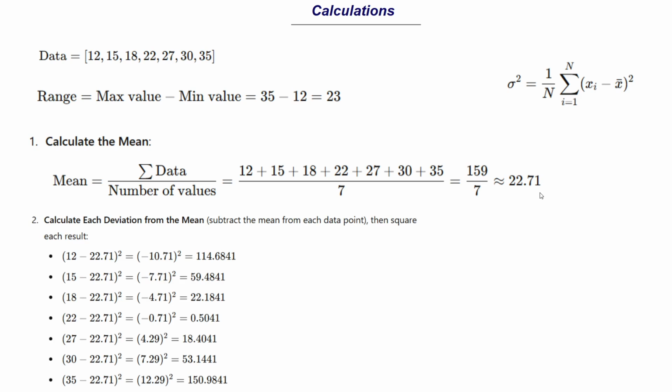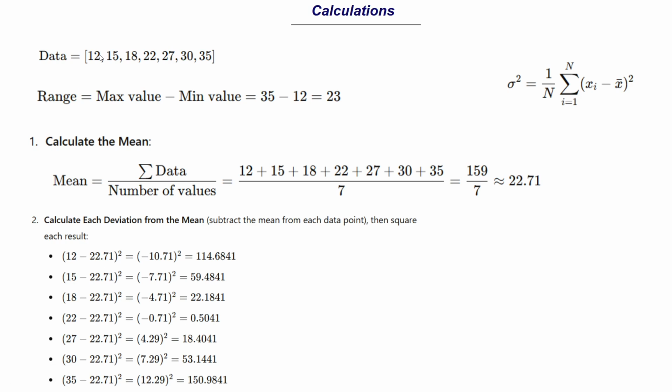So the next part, you calculate each deviation. This xi minus x bar, or mean, is what we call deviation, because it tells you how much each value is deviating from the mean, right? So calculate each deviation from the mean. That means subtract the mean from each data point, then square each result. Again, the squaring is just so that the negative and positive errors shouldn't cancel out.